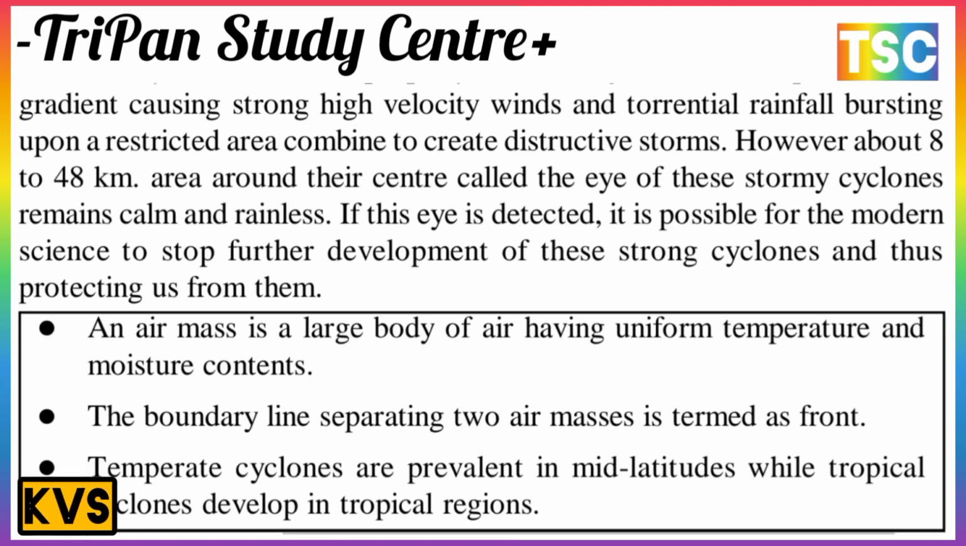The important points here: an air mass is a large body of air having uniform temperature and moisture content. Second, the boundary line separating two air masses is termed a front. And next, temperate cyclones are prevalent in the mid-latitudes whereas tropical cyclones develop in tropical regions. This is an important point for the exam.